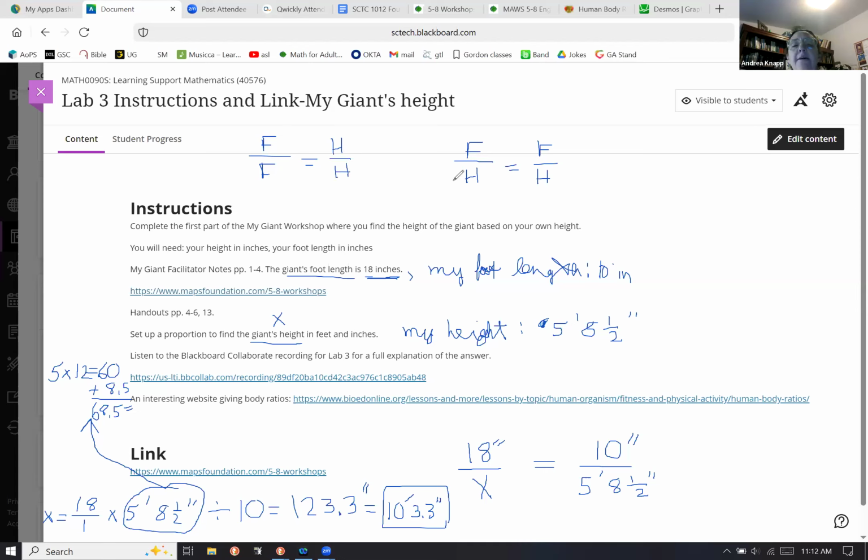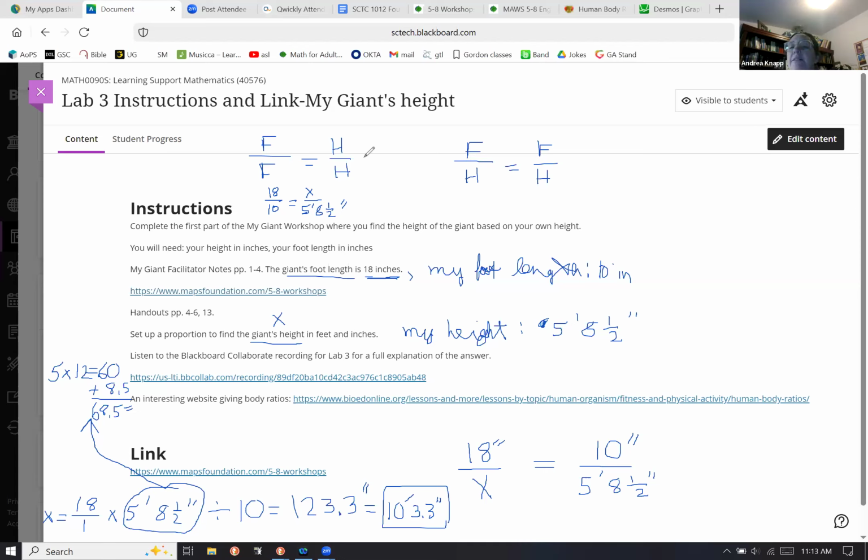So if we did that, it would look like this. The giant's foot length was 18 inches. My foot length was 10 inches. Equals the giant's height, which we didn't know, was X, over my height, which was 5'8.5" inches. And then when you go to solve that proportion, you still take 18 times 5'8.5" divided by 10, just like we did down here with the other proportion.